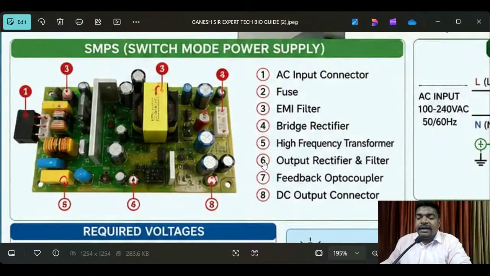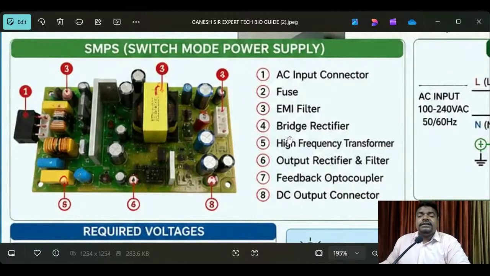Let me continue. Output rectifier and filter, see here what components are here. You have to check it, and you have to know what is what. If you want to go deeper, then search my YouTube channel. I have provided complete information in my previous sessions. And feedback optocouplers here. Next, the DC output connector.